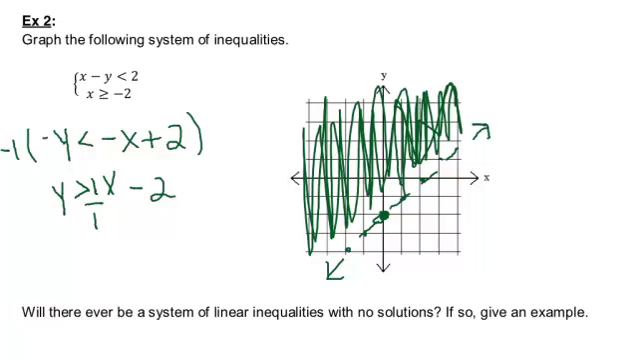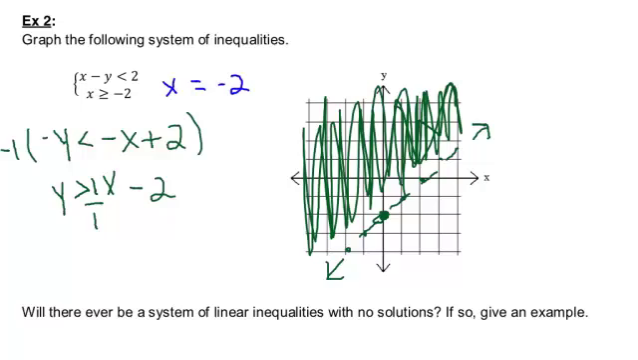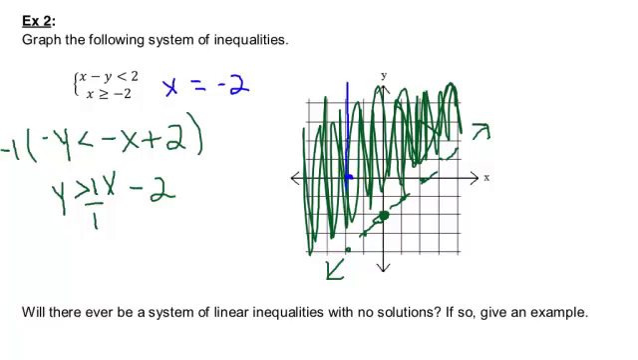Then let's look at our second inequality. We have x is greater than or equal to negative 2. Think of this as x is equal to negative 2. We know that this is going to be a vertical line through negative 2. So we go to the left 2, and it's going to be a solid line through negative 2. And then we shade. Again, it's greater than, so that means that we are shading to the right.